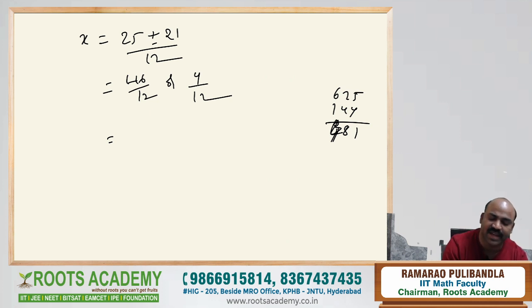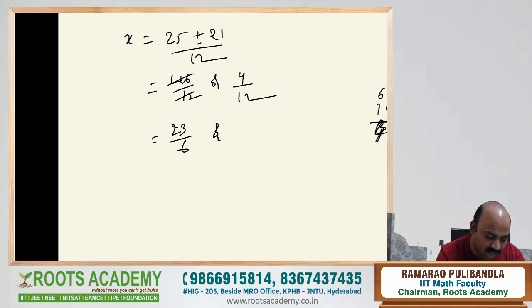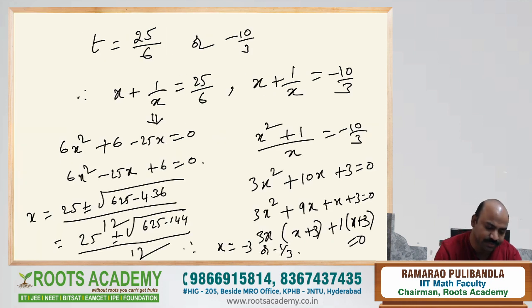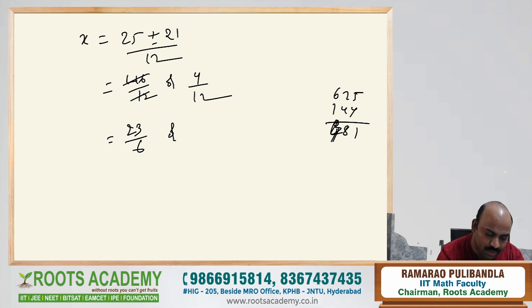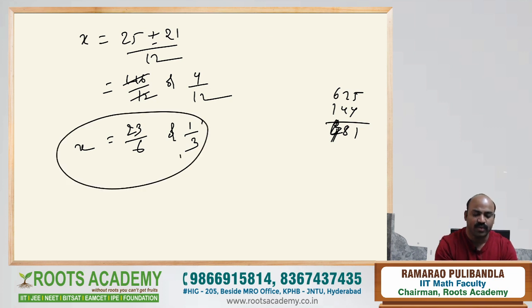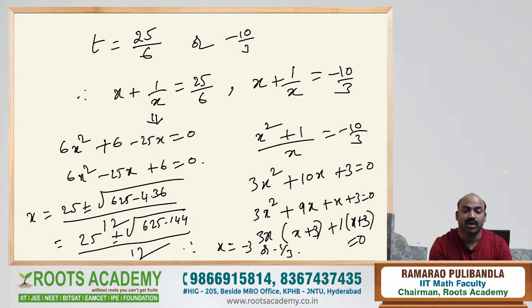So like this you will get x values, right students? So you will get some x value here. With the 2, you will get 23 by 6, or one more value you will get is 1 by 3. So this is x value, student. So here are two values, and here are two values. So you will get a total of 4 values, students.